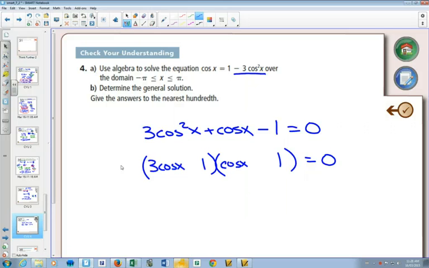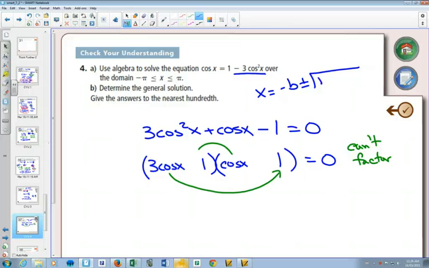Now what happens if I check my outside and my inside at this point? My outside is 3, my inside is 1. Does that ever make 1? No. So at this point, it's not possible to factor. I just was doing the factoring as a check only to find out that I can't factor. So then my only option is to use the quadratic formula. Okay?